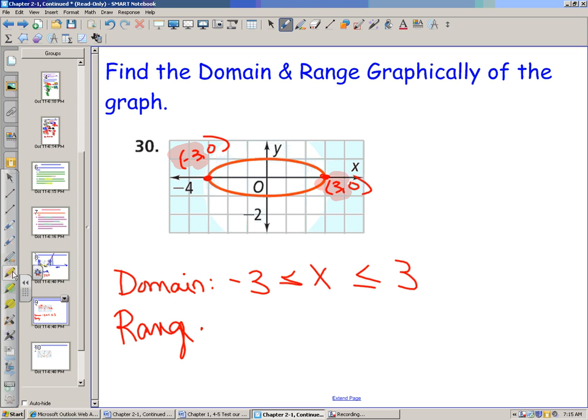The range is going to be read from which direction? From bottom to top. Well, that puts me right here and right here. That point down there is going to be (0, -1), and this point up here is going to be (0, +1). Yes?